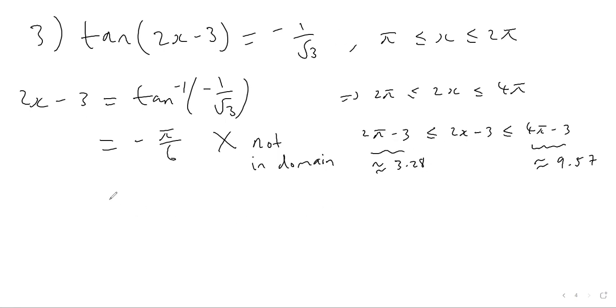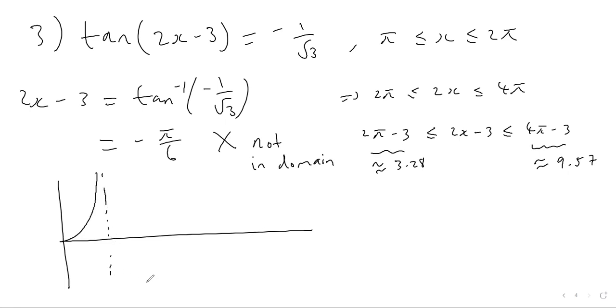So we've got to think about our tan graph. So what does our tan graph look like? We're going between 3.28, so about roughly pi, and roughly here about 3 pi. So our tan graph looks something like this. So we've got these asymptotes at pi over 2 and 3 pi over 2 and so on and so on. So this up here, that's 2 pi there.